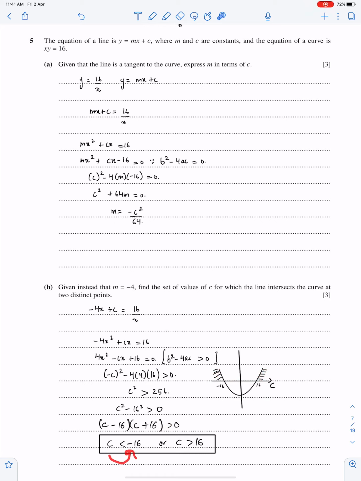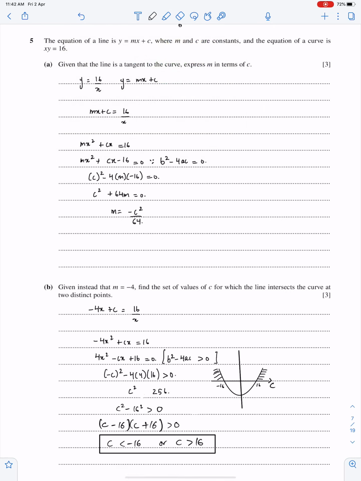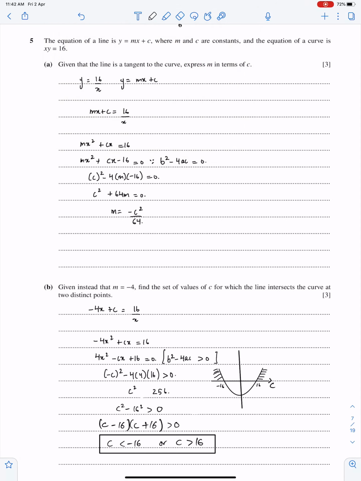c is less than minus 16 or c is greater than 16. Make sure you label c here. 16 squared is 256. Next question.